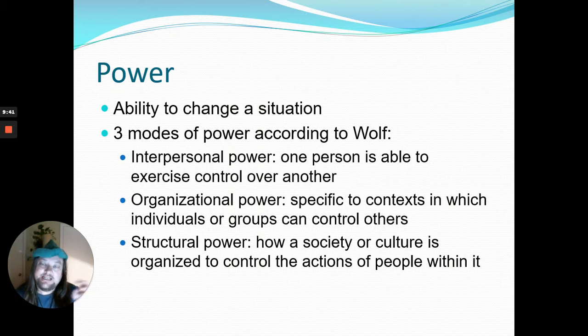Organizational power is more specific to contexts in which you'll have either an individual or a group of people who can exercise their will or control other people. And here we might be thinking of, say, a boss in a company, or any kind of thing like that. And structural power is really at the broader social level. So we're talking about an entire system where everything is set up in such a way that a population can be controlled. And this all sounds very dire, right?